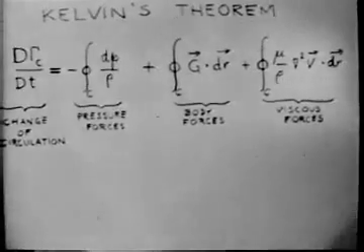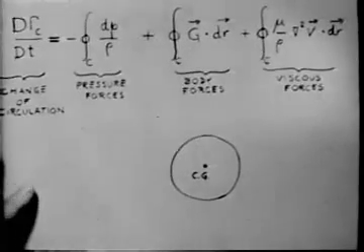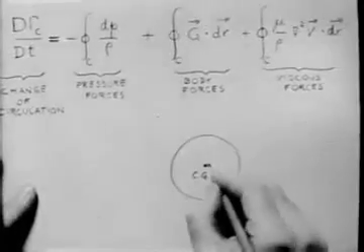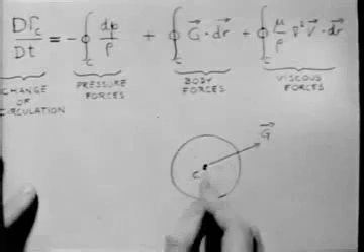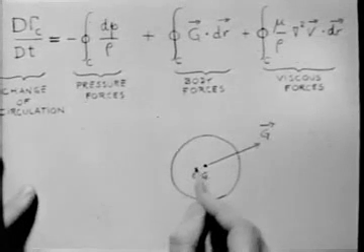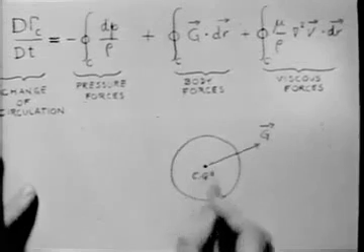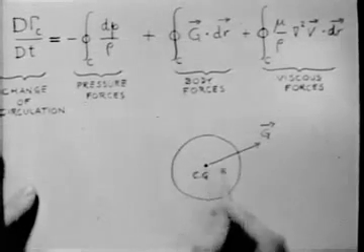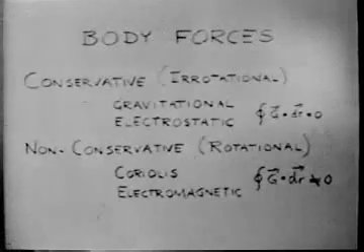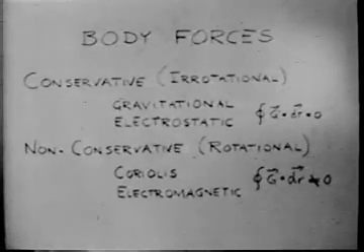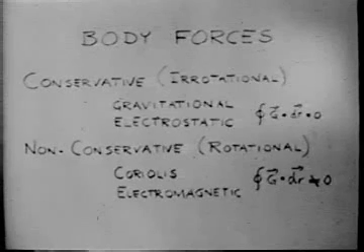Look at this small circular piece of fluid. If the net body force G passes directly through the center of gravity, this force produces no torques to change the circulation or the vorticity. Centrally directed forces like gravity are of this type. They are irrotational.